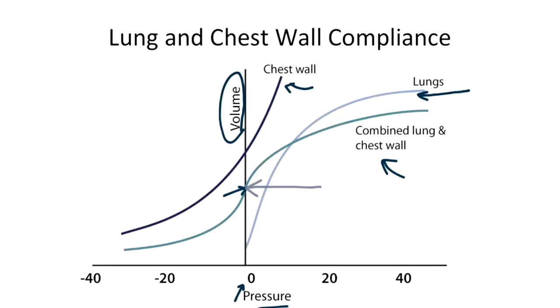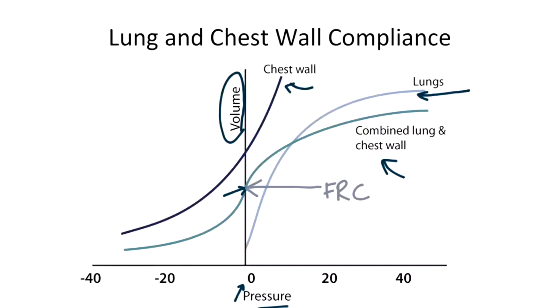Another name for this is functional residual capacity, or FRC. We discuss this more in section 2, but the FRC is just another way of saying that the lungs and the chest wall are at rest and are equilibrated with the atmosphere.